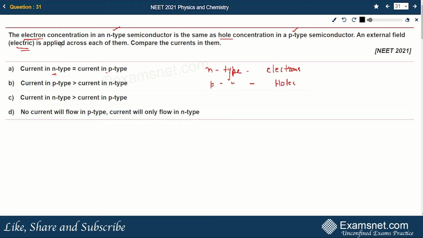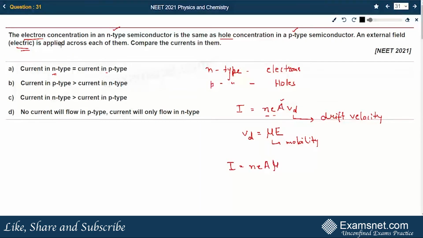Also, we know that the amount of current is given by the formula N E A VD, where N is the number of electrons, E is the charge on an electron, A is the area of the conductor, and VD is drift velocity of the charge carriers. Now, drift velocity can be written as mu into E, where E is the electric field and mu is the mobility of the charge carriers. So here we can write that the current is equal to N E A mu into E. So this shows that the current is directly proportional to mu, or the mobility of the charge carriers.